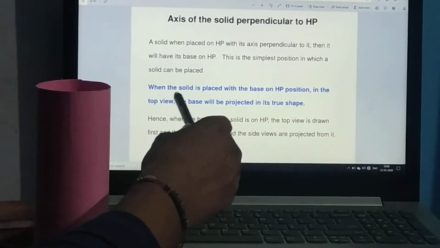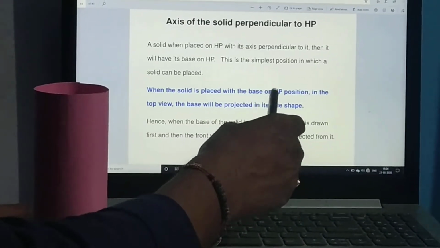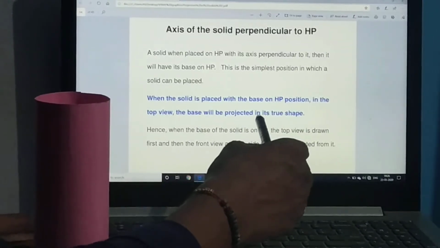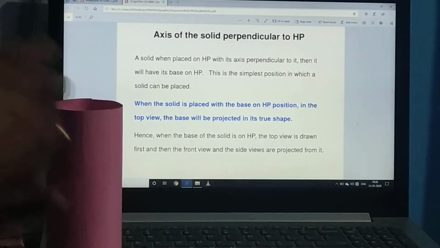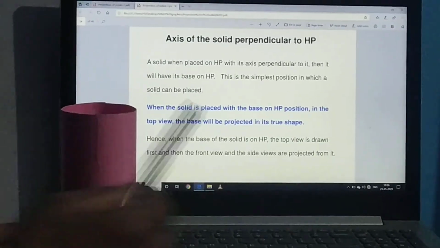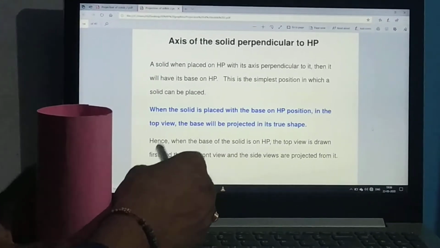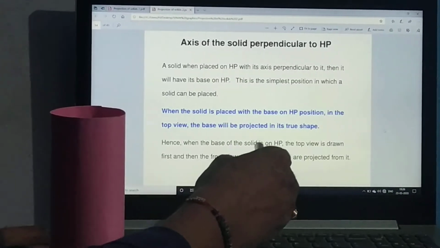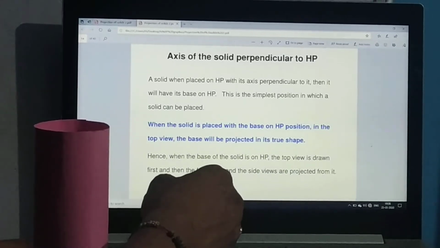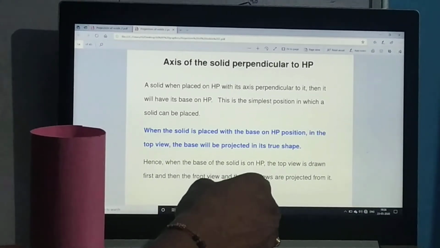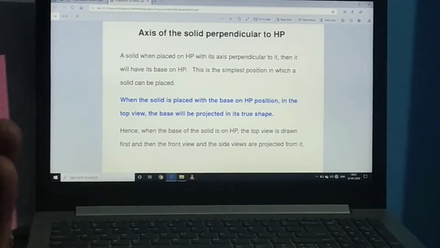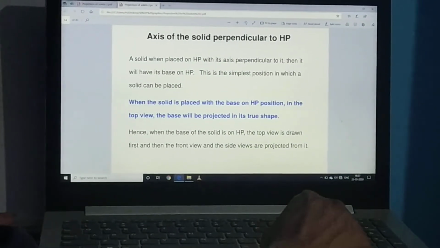Now, when the solid is placed with its base on HP, in the top view the base will be projected in its true shape. Hence, when the base of the solid is on HP, the top view is drawn first, and then the front view and side views are projected from it. Is it okay?